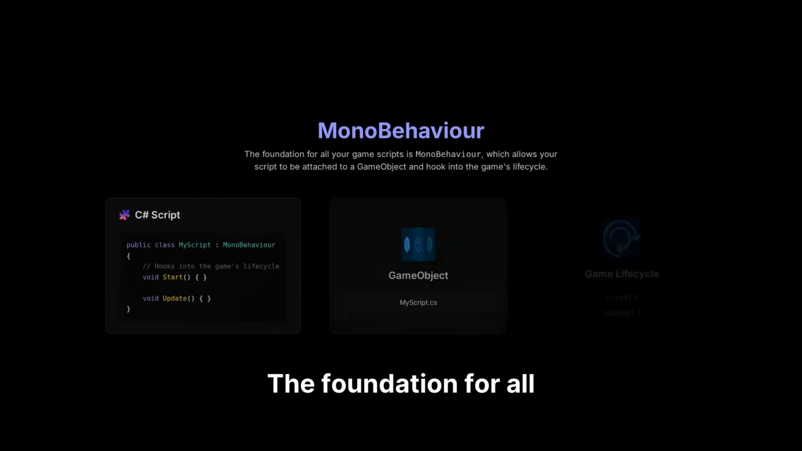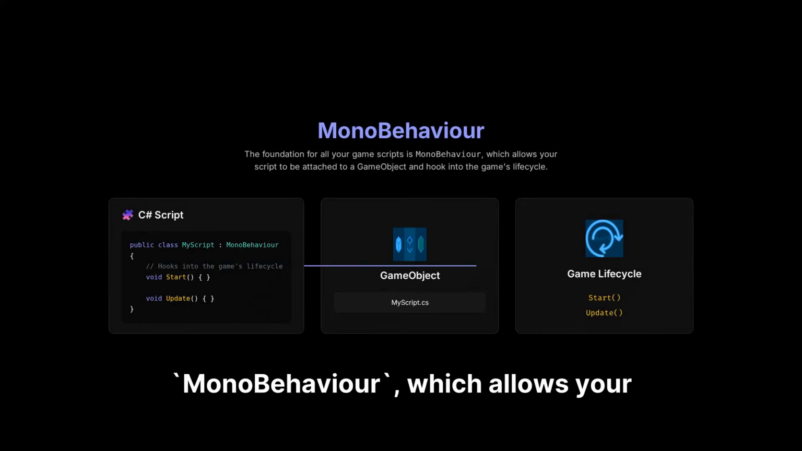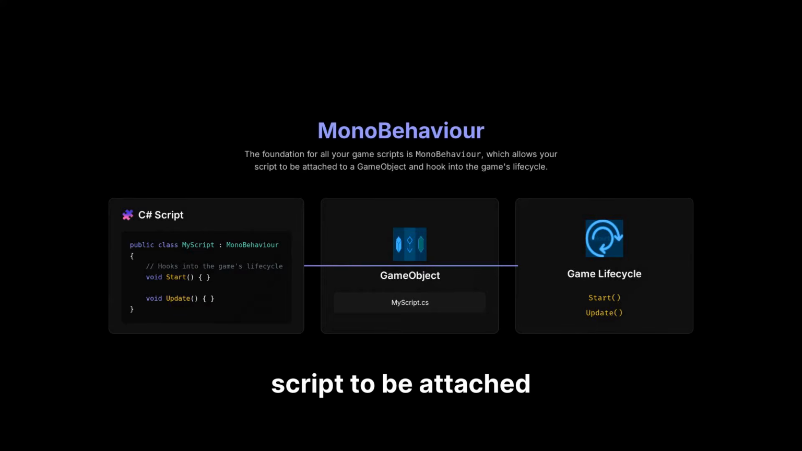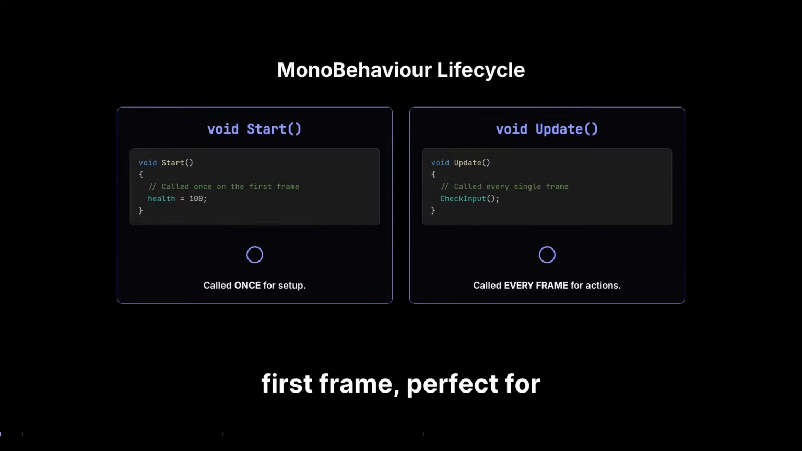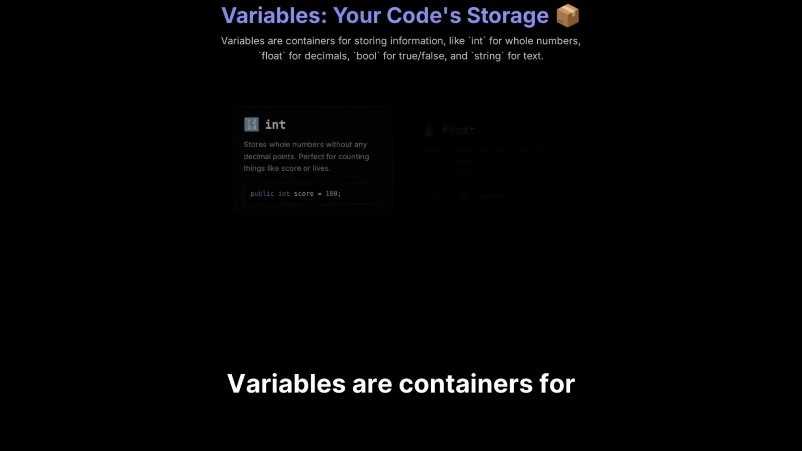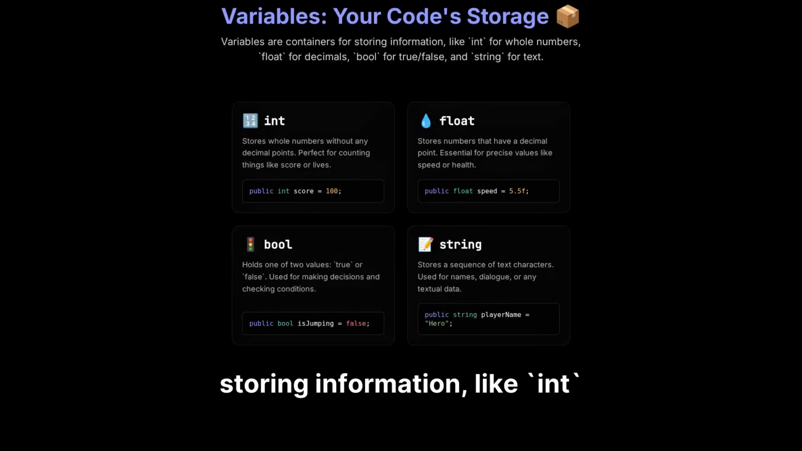The foundation for all your game scripts is MonoBehaviour, which allows your script to be attached to a game object and hook into the game's lifecycle. The Start method is called once on the first frame, perfect for setup code, while Update is called every single frame for continuous actions. Variables are containers for storing information, like int for whole numbers, float for decimals, bool for true/false, and string for text.